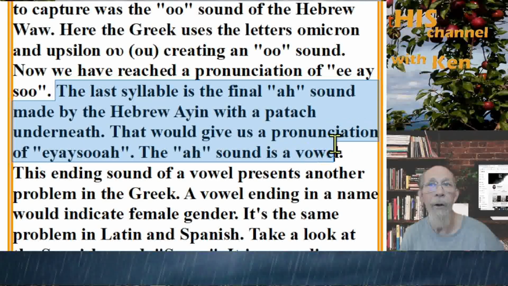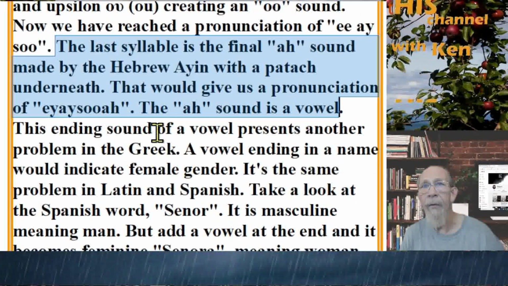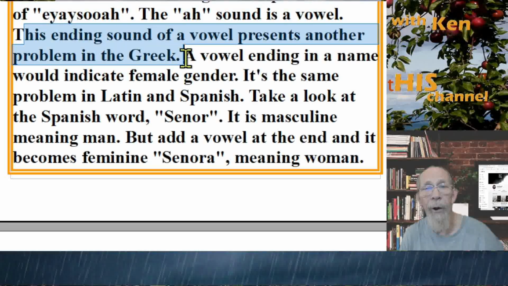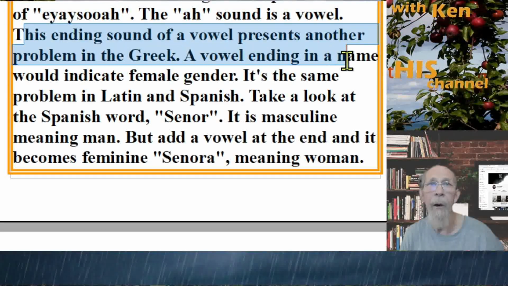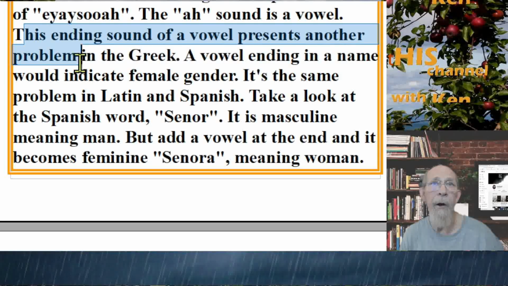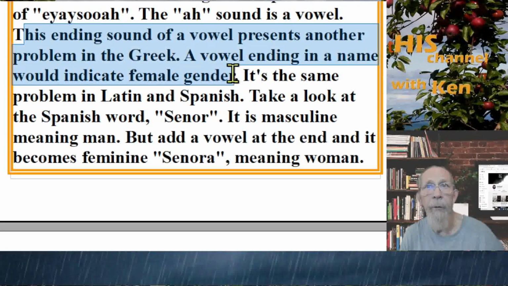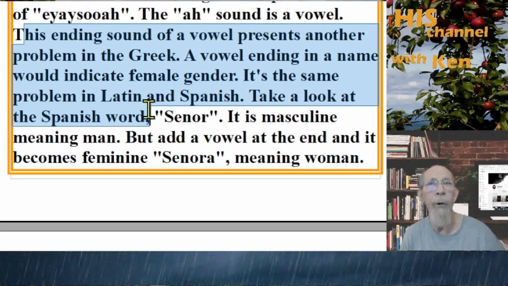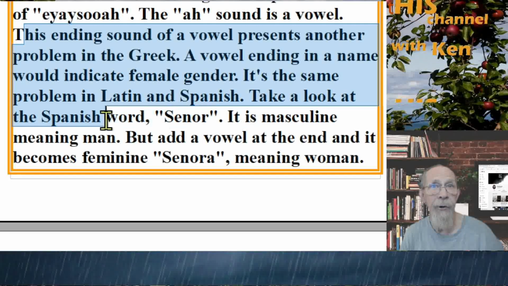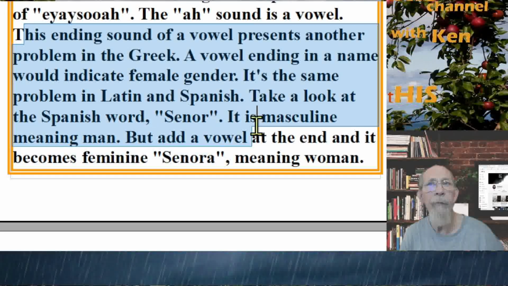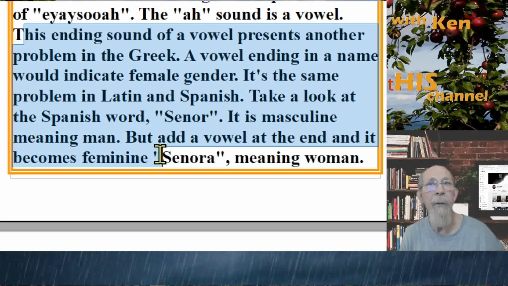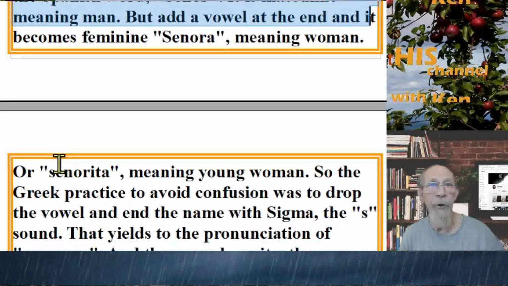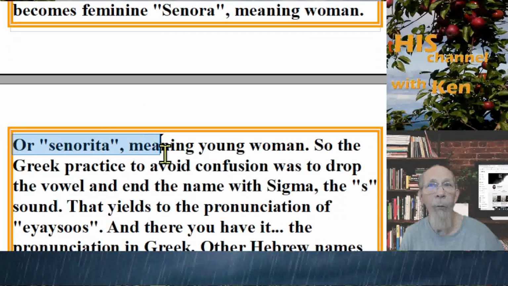The ah sound is a vowel. This ending sound of a vowel presents another problem in the Greek. A vowel ending in a name would indicate the female gender. It's the same problem in Latin and Spanish. Take a look at the Spanish word, señor. It is masculine, meaning man. But add a vowel at the end, and it becomes feminine, señora, meaning woman. Or you could say señorita, meaning young woman.